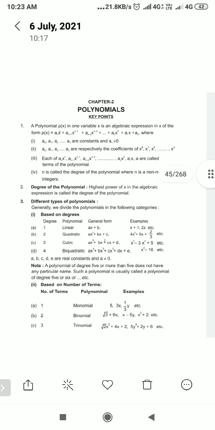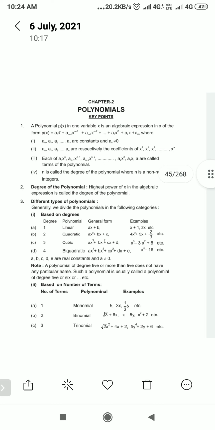But you have to ensure that a, b, c, d, and e are real constants, but a should not be equal to 0. Because for the first case, class, in the linear polynomial, if you have ax plus b and a becomes 0, then ax also becomes 0. That means you will be left with only b, and only b is nothing but a constant term because it does not have any variable. So if a becomes 0, your polynomial will not be linear any further.